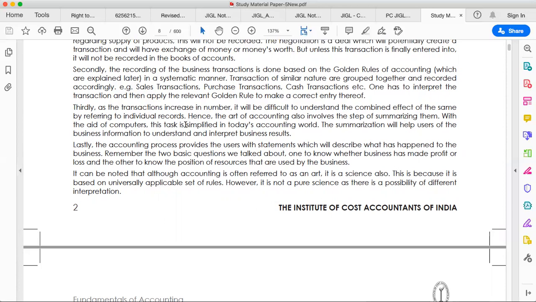This task is simplified in today's accounting world. If you see the manual books, first you record the journal entry, then you post those journal entries to their respective ledgers, then you make the trial balance, then you make the balance sheet. But in the current computer system world, you just have to record the journal entry. Ledger posting will be done automatically, trial balance will be done automatically, balance sheet will be done automatically. So you don't have to do everything. The summarization will help users of business information to understand and interpret business results.